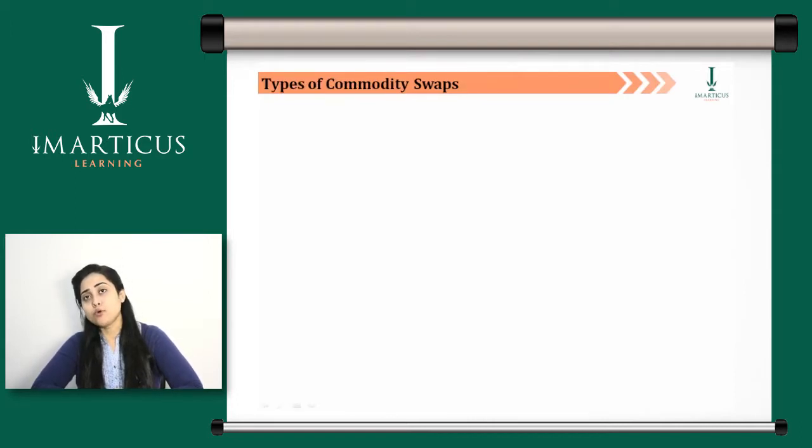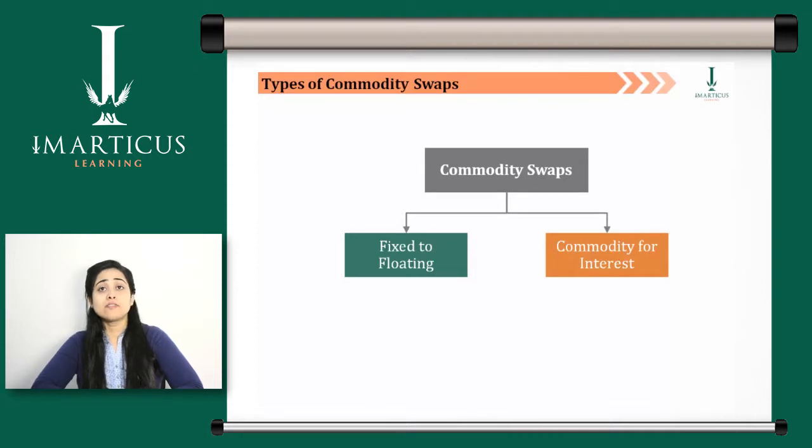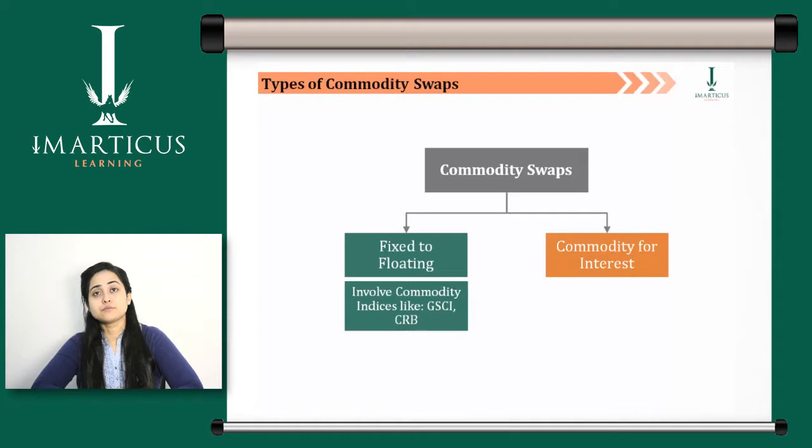There are two types of commodity swaps, fixed to floating and commodity for interest. Fixed to floating commodity swaps are just like the fixed floating interest rate swaps in the interest rate swap market, but they involve commodity based indices. General market indices in the commodities market like Goldman Sachs Commodity Index, also known as GSCI, and Commodities Research Board Index or CRB play different ways on various commodities. So they'll be used according to the swap agent's requirement.